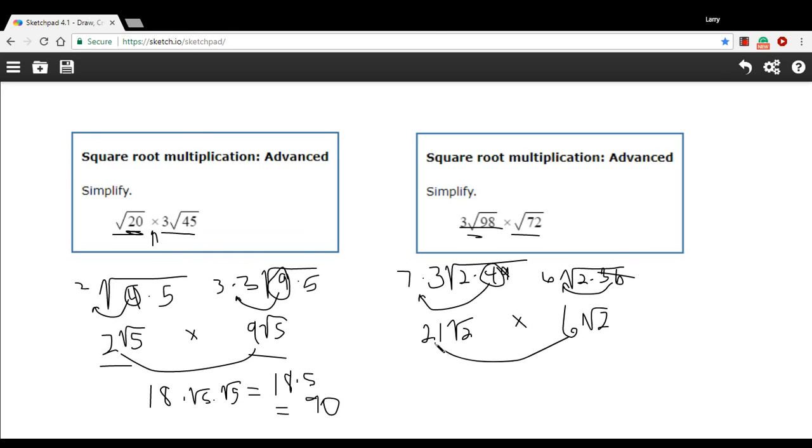If we do the integer part first here, 21 times 6, what do we get there? So that's 126. And then times the square root of 2 times the square root of 2. So this chunk right here is just 2. So this is 126 times 2, or 252. So that's a little bit of work with some square root multiplication.